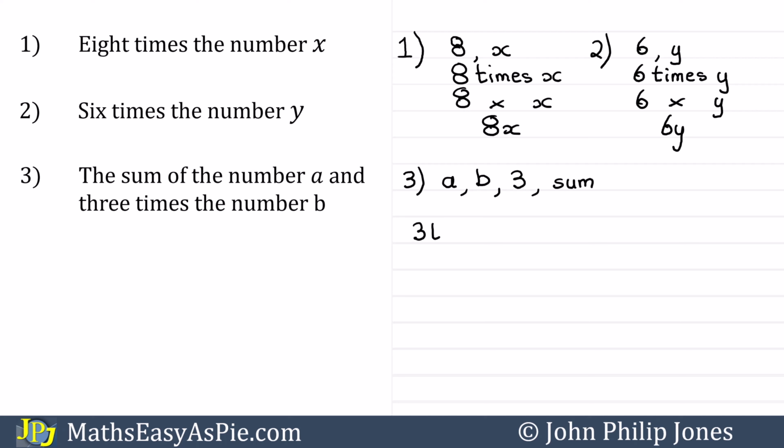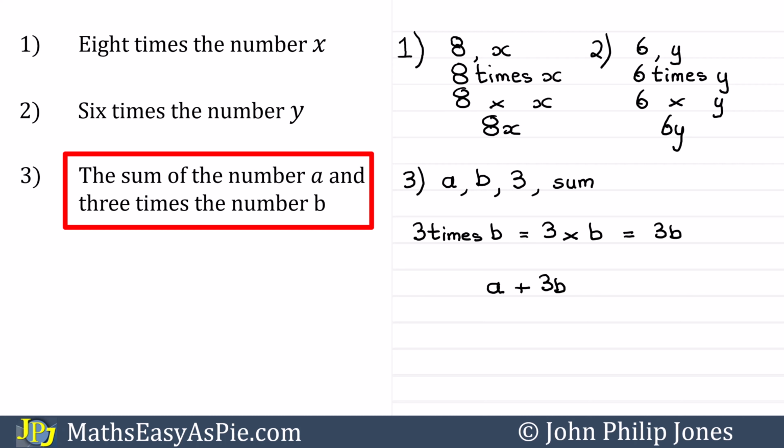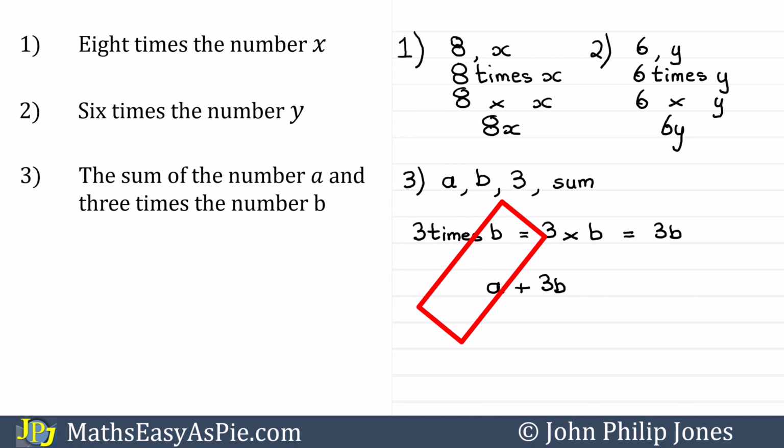The text tells us we have 3 times b, so I'll write that out first. I know that can be written as 3 times b using the symbol for times, but it's more readily written out as 3b. Of course, the text refers to the sum of a and 3 times b, which means we add them up. Consequently, we can write out here a plus 3b. This text here, in its algebraic form, can be written as shown here, a plus 3b, which is the sum of a and 3b.